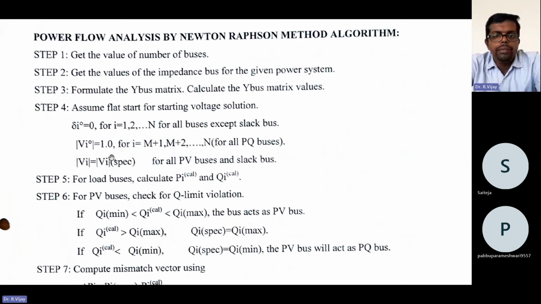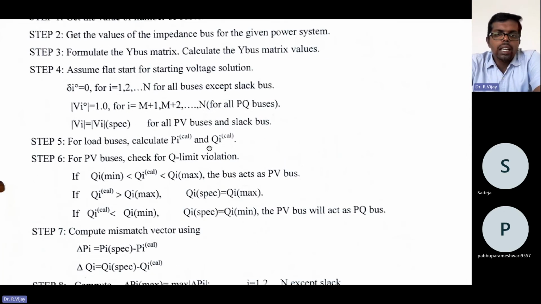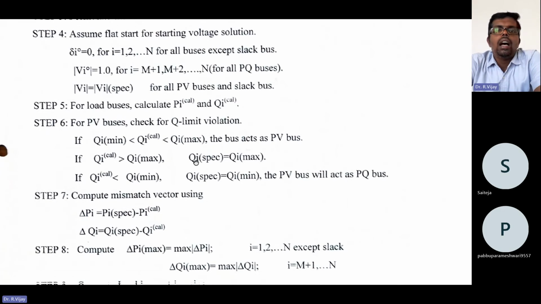Next, we need to set VI equal to the VI specified value for all PV buses and slack buses. We already did how to calculate the VI specified value or VI new values. Next, for load buses calculate PI calculated and QI calculated. The formula is the same as you used in your Gauss-Seidel.